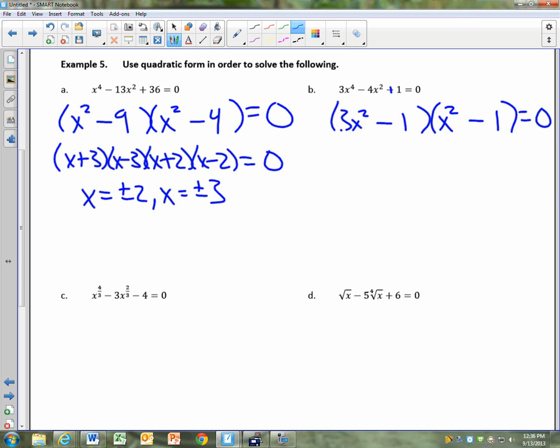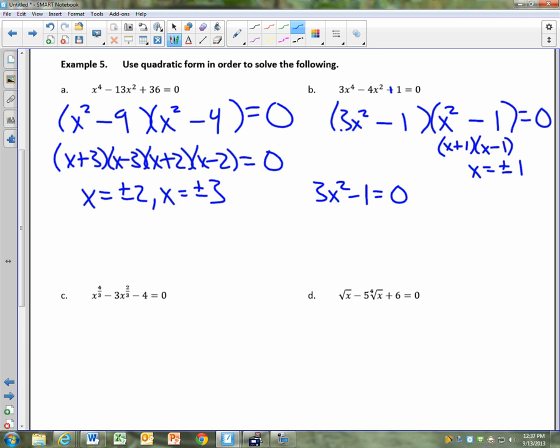So x squared minus 1 does factor. It factors to x plus 1, x minus 1. So you have solutions of positive and negative 1. But does 3x squared minus 1 factor? No, it doesn't. And so what we can do is treat it like a binomial that it is, and we can just solve for it by setting it equal to 0.